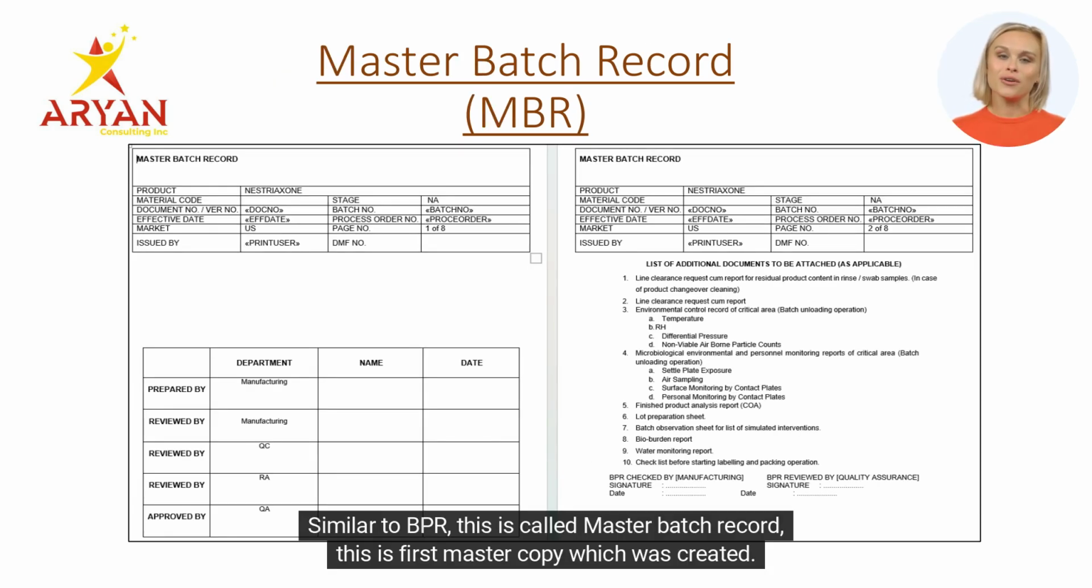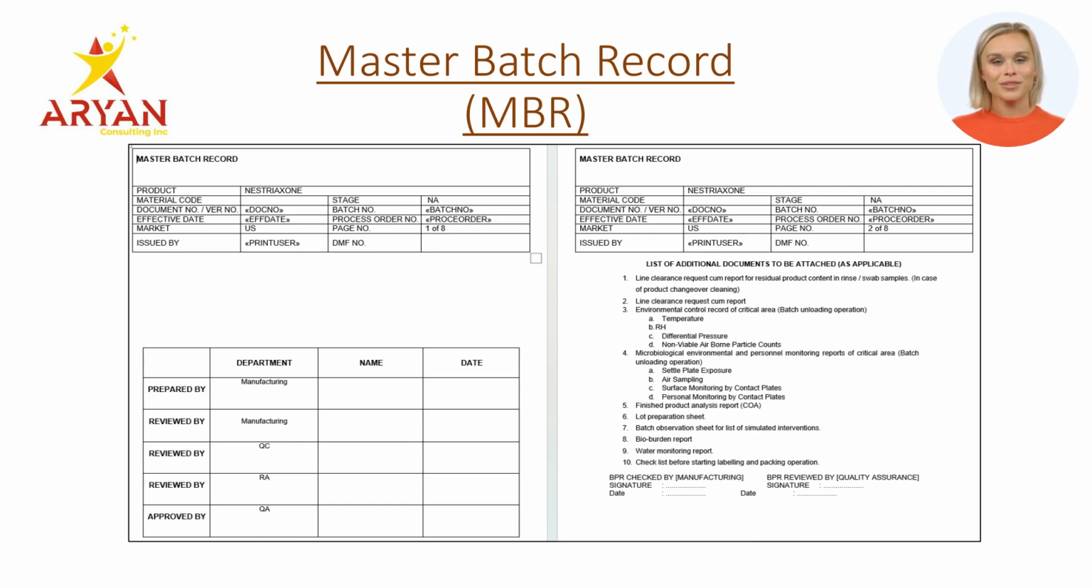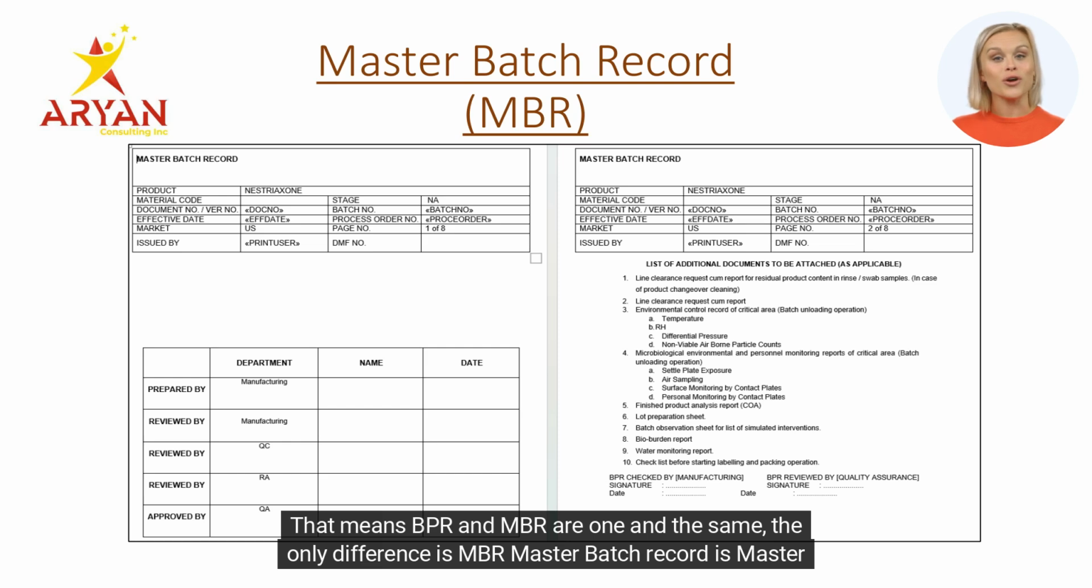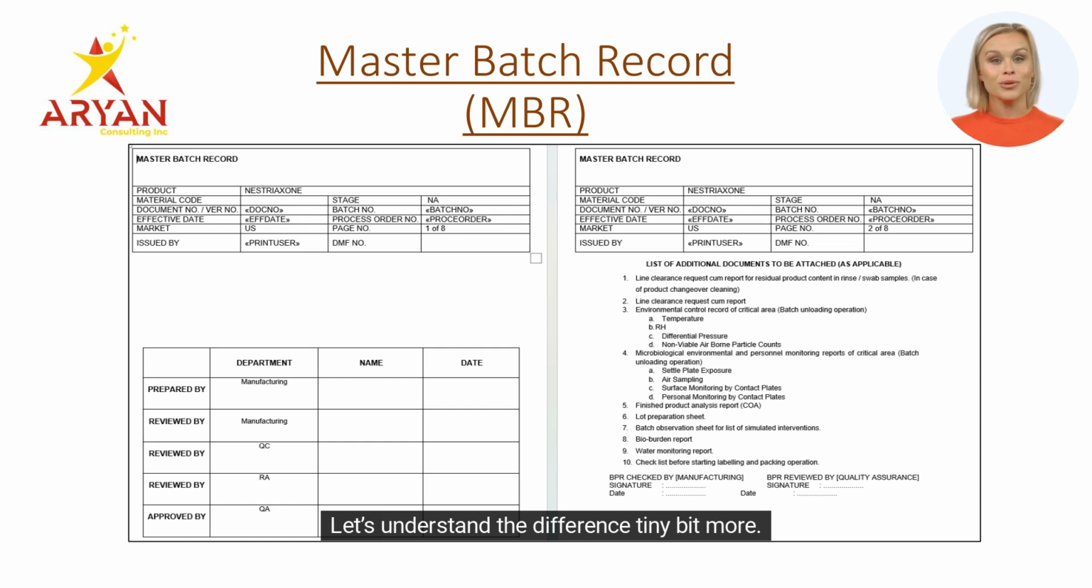Similar to BPR, this is called Master Batch Record. This is the first master copy which was created. BPR is the copy of Master Batch Record. That means BPR and MBR are one and the same. The only difference is MBR, Master Batch Record, is the master copy of BPR. Let's understand the difference a tiny bit more.